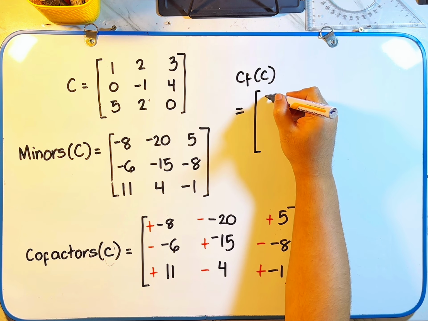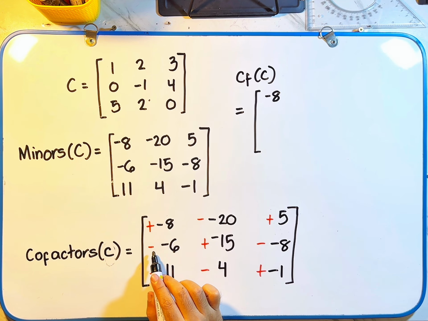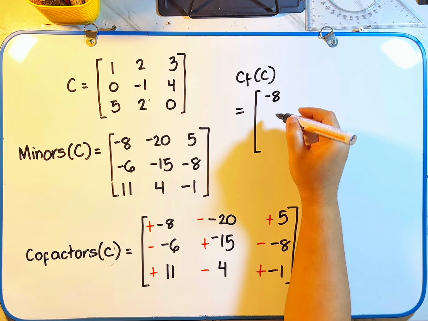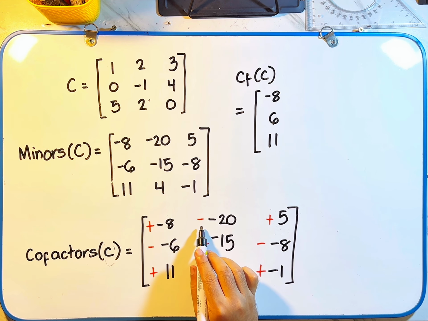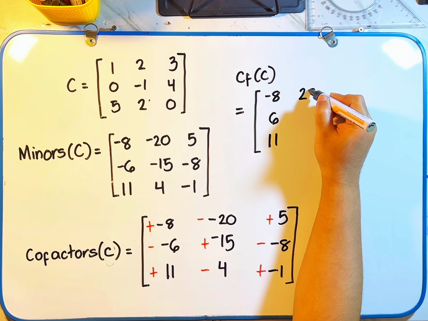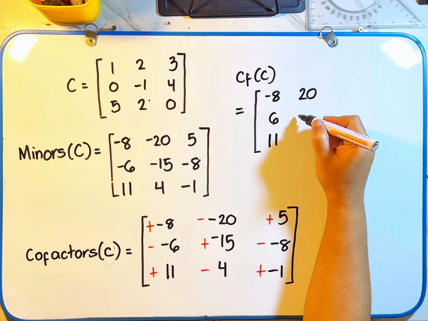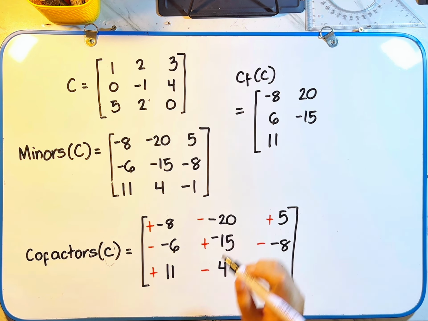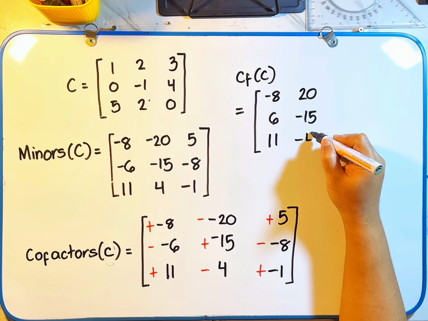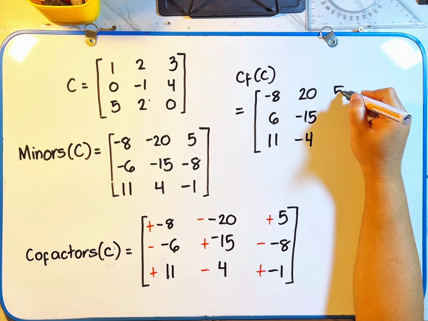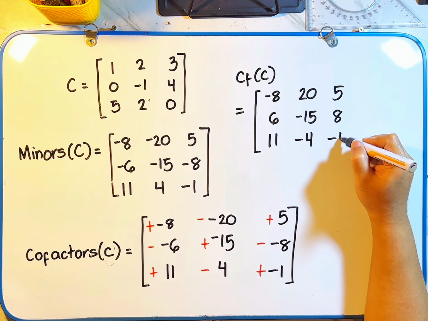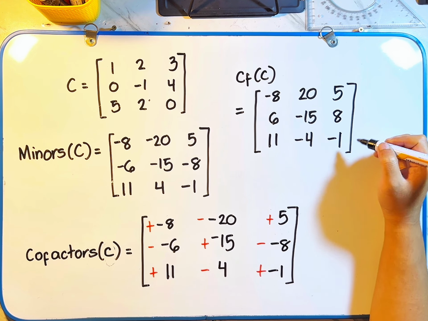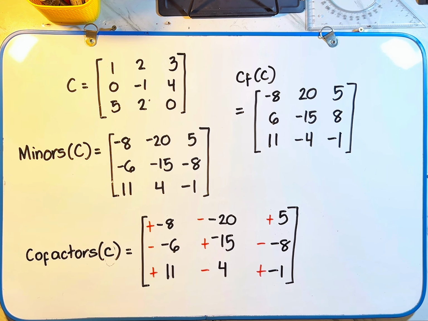this is negative 8. This would be positive 6, negative times negative. Positive 11. Positive 20. Negative 15. Negative 4. Positive 5. Positive 8. And negative 1. So this is the cofactor.